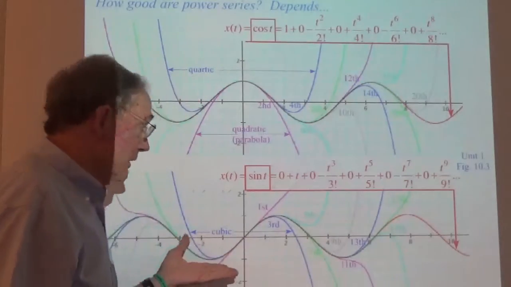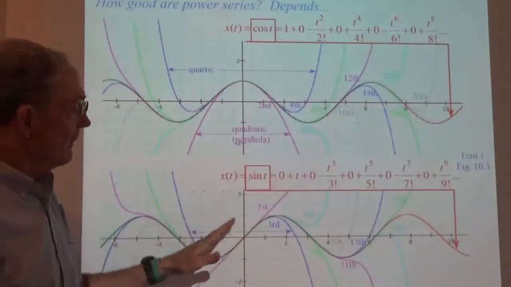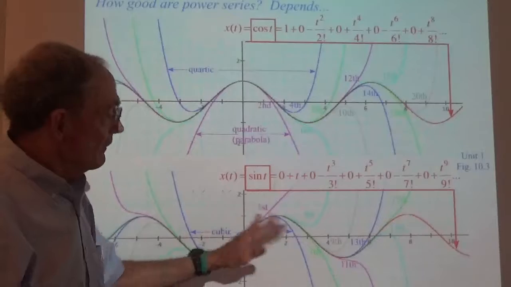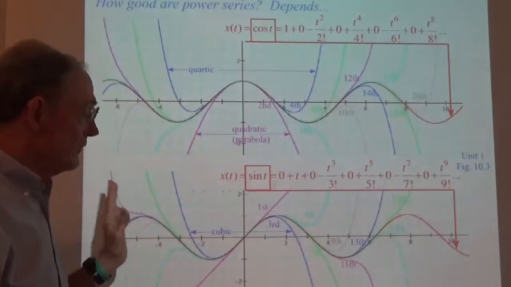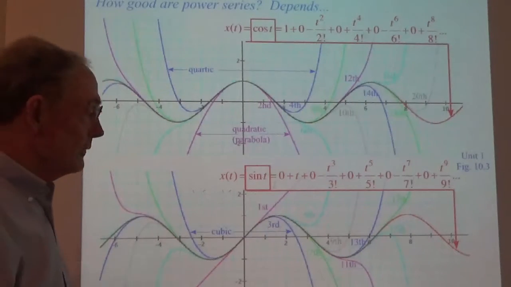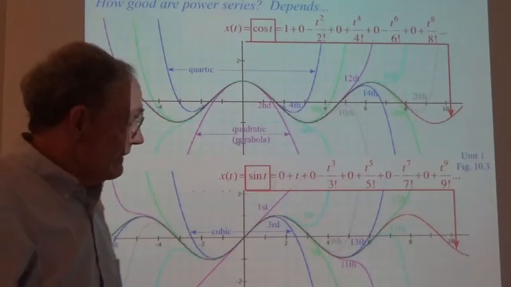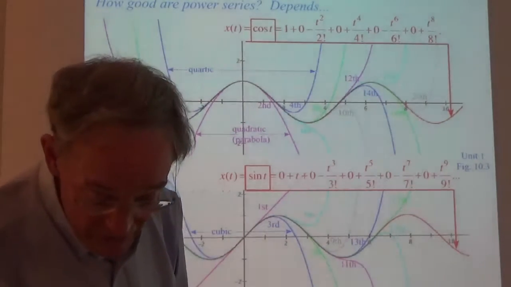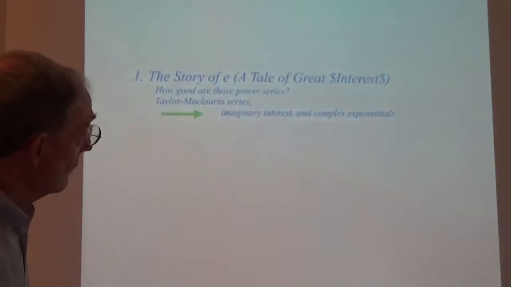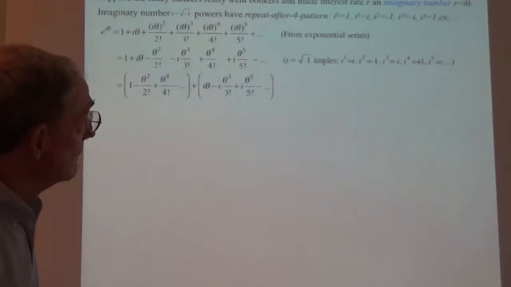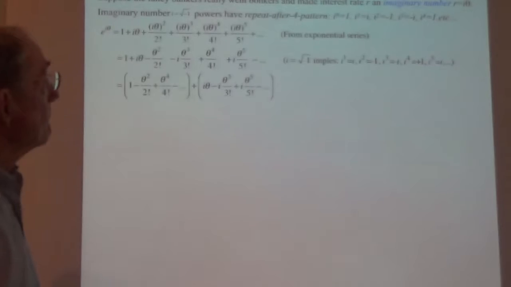And that's true for the sine wave here. It has the first, the third, the fifth, the seventh, about the same number of terms in order to approximate it for one complete oscillation. Okay, that's something that's worth knowing. We'll be bringing that up from time to time.